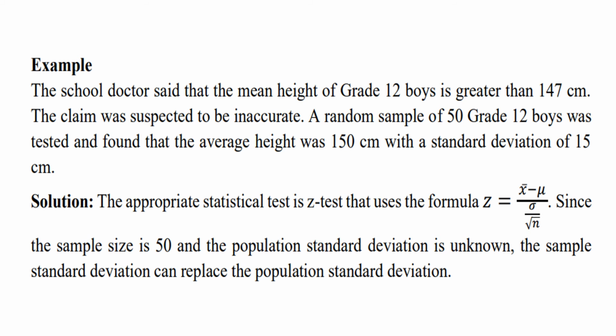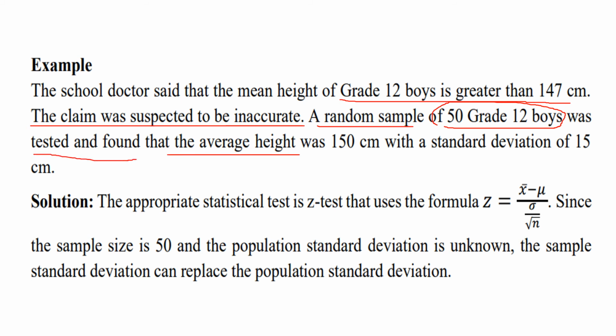So for example, in your Z-test, the school doctor said that the mean height of grade 12 boys is greater than 147 cm. The claim was suspected to be inaccurate. A random sample of 50 grade 12 boys was tested and found that the average height is 150 cm with a standard deviation of 15 cm.